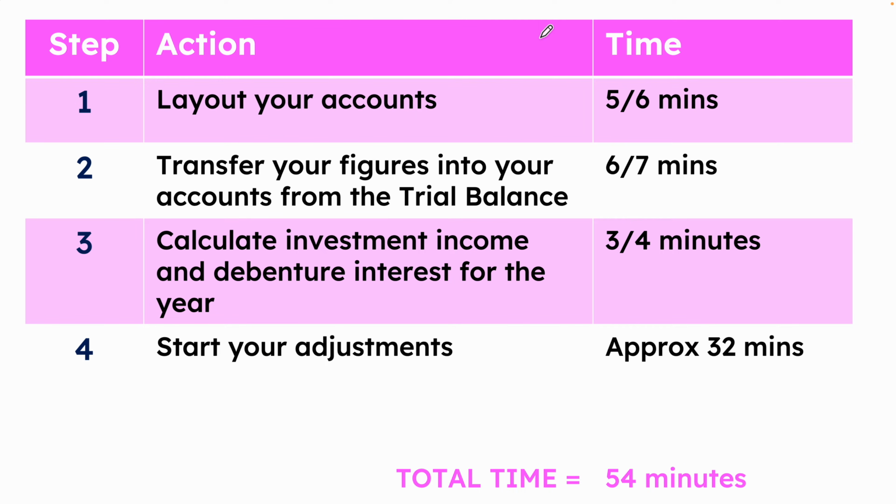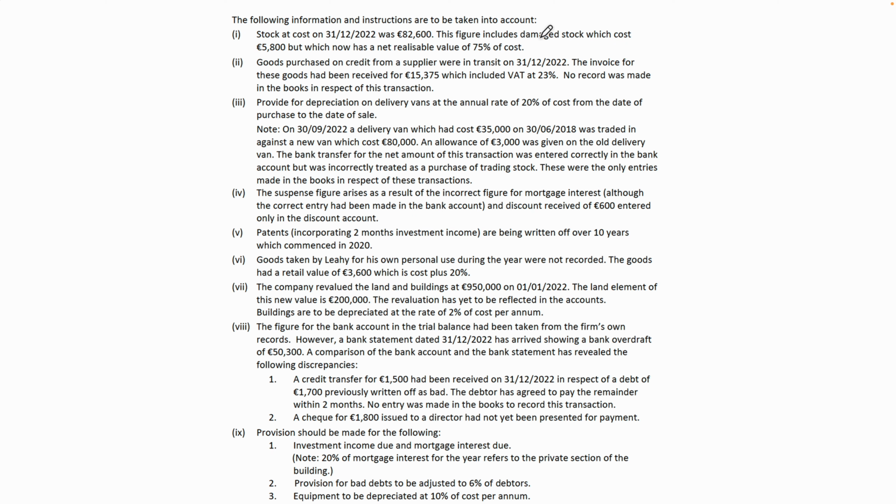Okay, step number 4, we're starting our adjustments, and we've got approximately 32 minutes in which to do them. So we will get started. So here we go. Plenty of adjustments. We've got 9 adjustments there. Looks like quite a lot of adjustments. If you compare it to sole traders from years and years ago, they're really beefing them up a good bit. But yeah, you should expect to see something like this in your year.